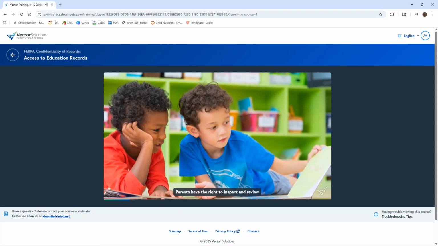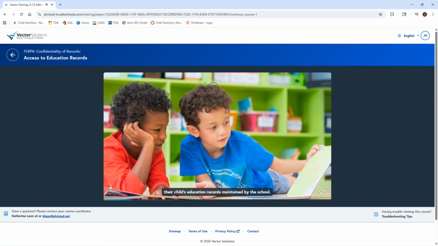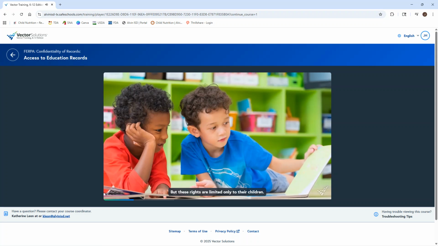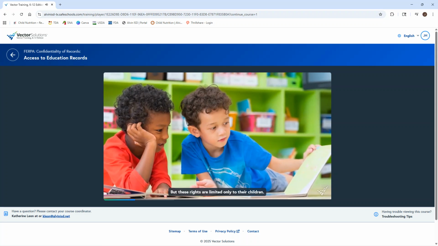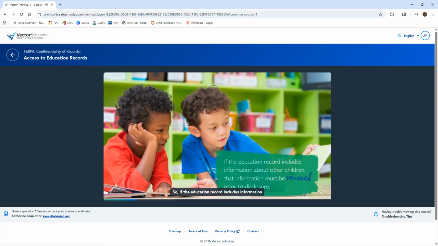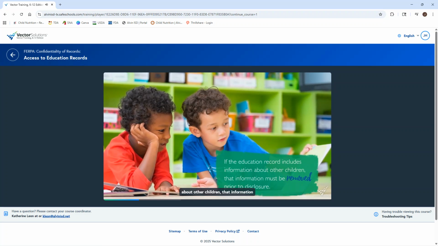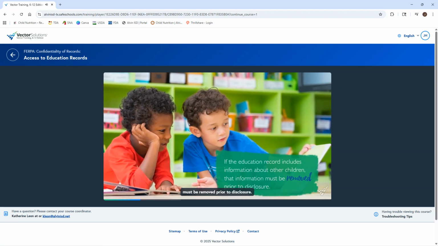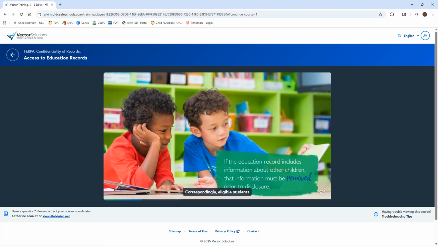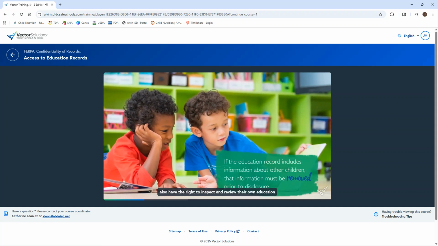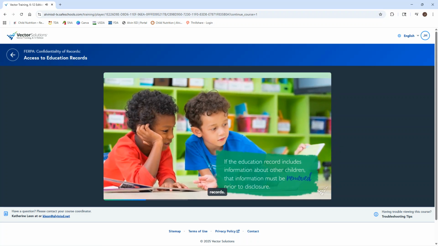Parents have the right to inspect and review their child's education records maintained by the school, but these rights are limited only to their children. So, if the education record includes information about other children, that information must be removed prior to disclosure. Correspondingly, eligible students also have the right to inspect and review their own education records.